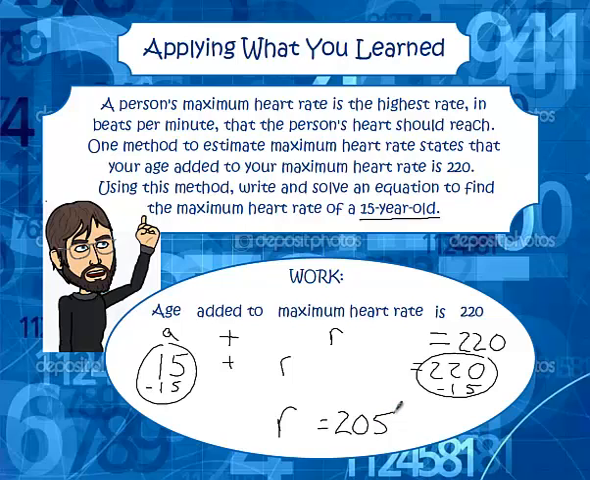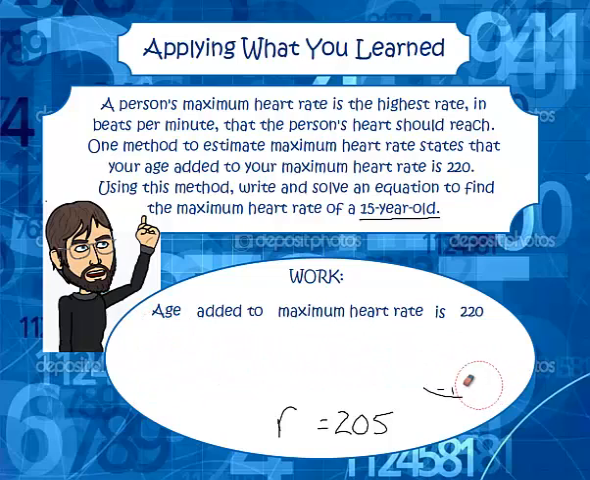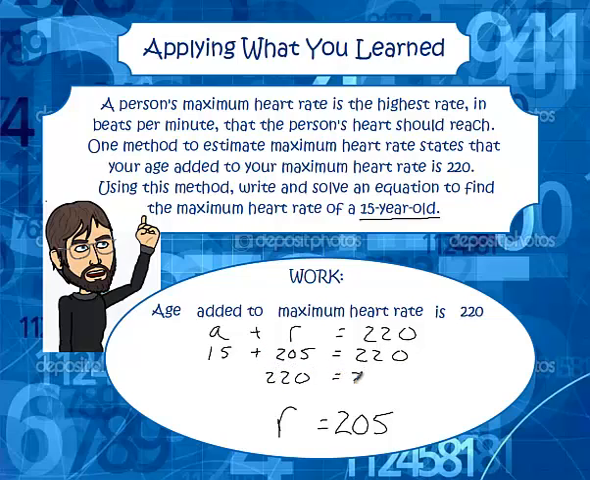So can I check this? Sure, I can check this. Let me erase something here. Leave the answer. So if R is 205, remember it was A plus R equals 220. And if A was 15 plus R is 205, does that equal 220? Well, 220 equals 220, and once again, this checks.